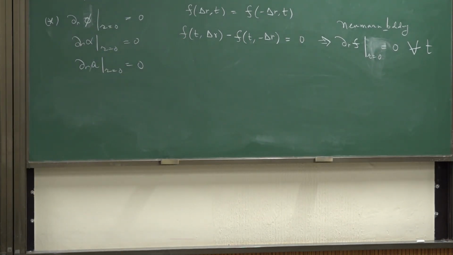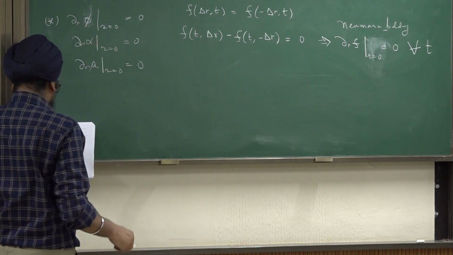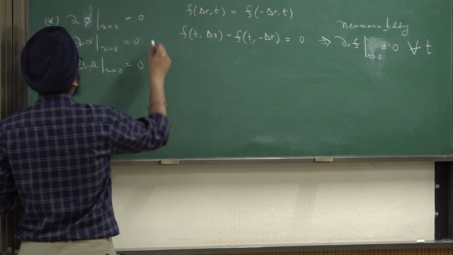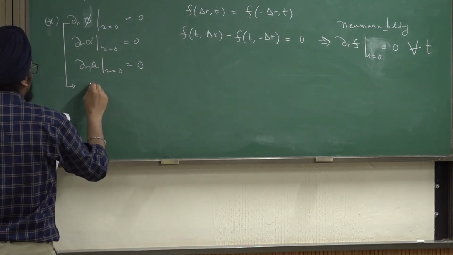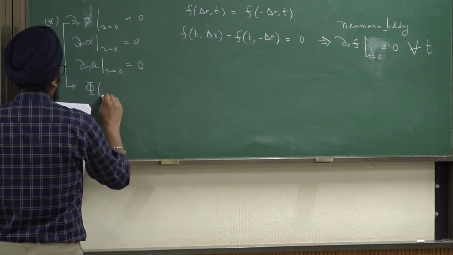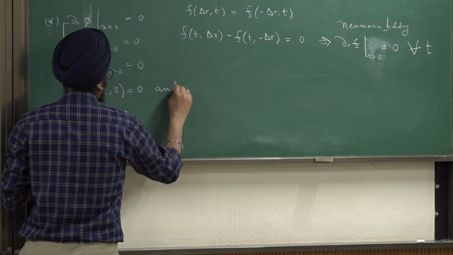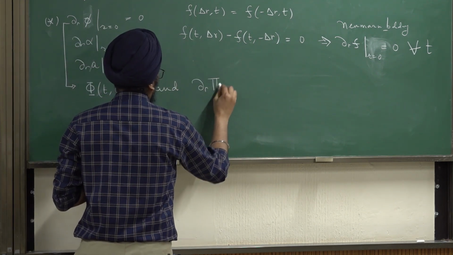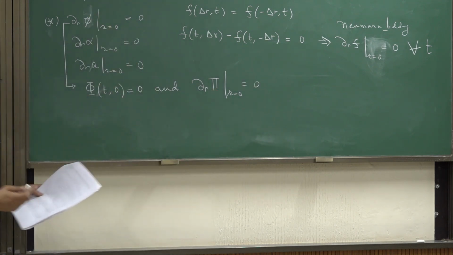So this is what it is, and this one essentially tells you that, you know the definitions of capital phi and pi. So this just translates to capital phi at t comma 0 is equal to 0, and del r of pi at r equal to 0 is 0, because pi is del r phi.